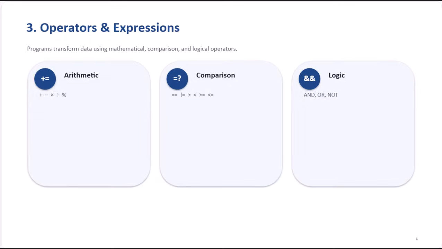Operators and expressions. Operators allow us to manipulate and compare data. Arithmetic operators are used for mathematical calculations, such as addition, subtraction, multiplication, and division. Comparison operators allow us to determine relationships between values. For example, we can ask whether one number is greater than another. Logical operators allow us to combine multiple conditions. Together, operators allow a program to calculate values, compare information, and make decisions.